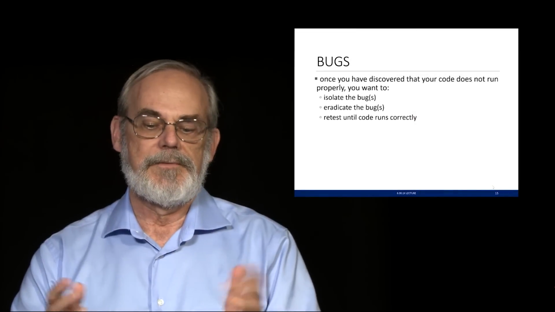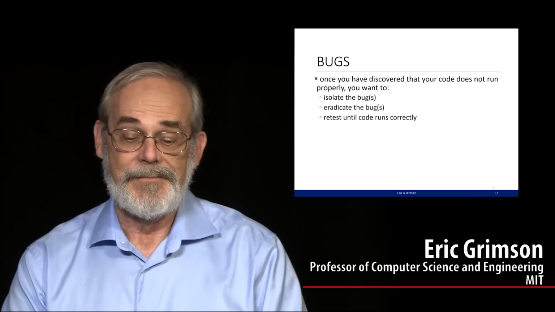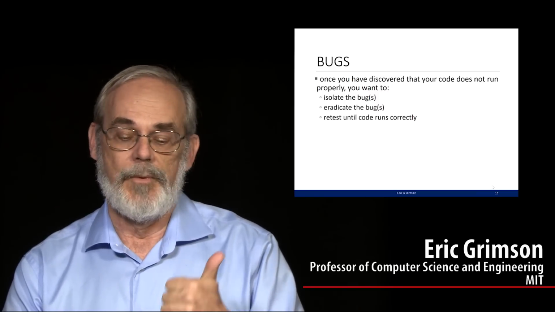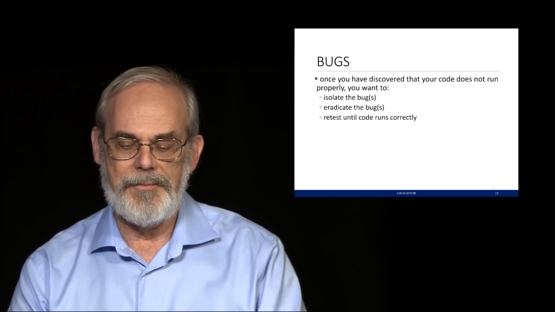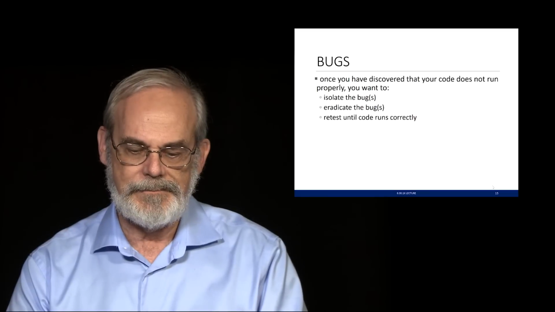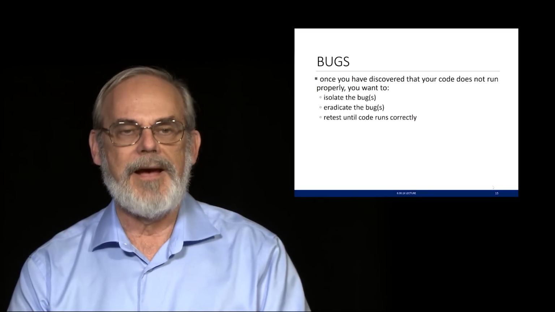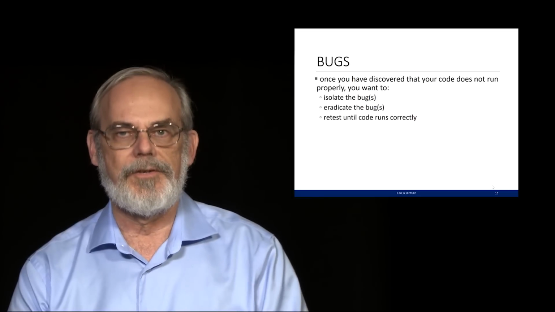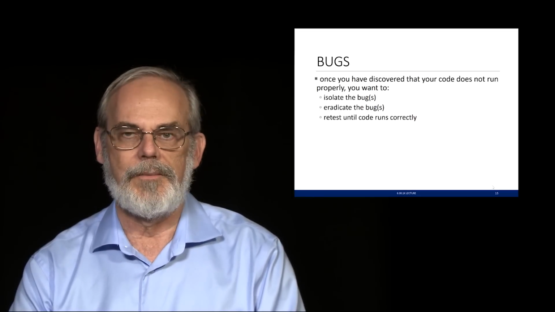Once you've discovered that your code doesn't do what you wanted it to, you now want to do three things. You want to isolate the bug, or bugs, because there's probably more than one. You want to get rid of them. And then, as I said earlier, you want to go back and retest, and keep doing that until you're sure that the code actually runs correctly.